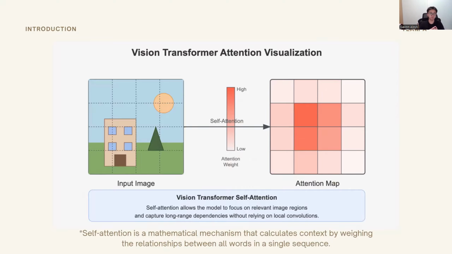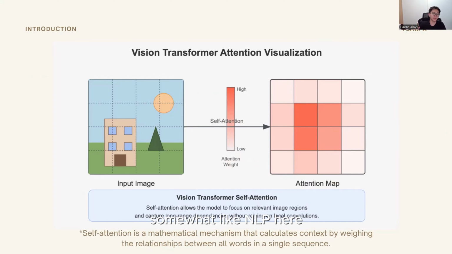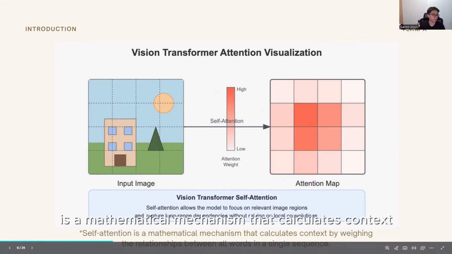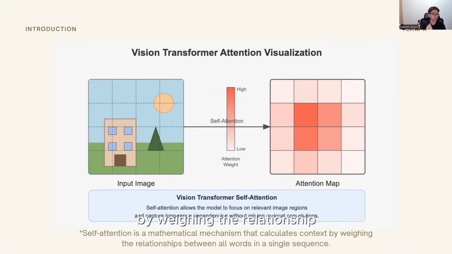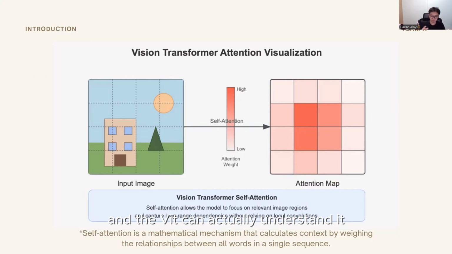However, using a ViT enables computer vision to be processed somewhat like NLP. Here, as we can see in the self-attention part, self-attention is a mathematical mechanism that calculates context by weighing the relationship weights between all words in a single sequence. So what does this mean? This means that every patch is now correlated with each other, and the ViT can actually understand it more like a sentence rather than like an image.